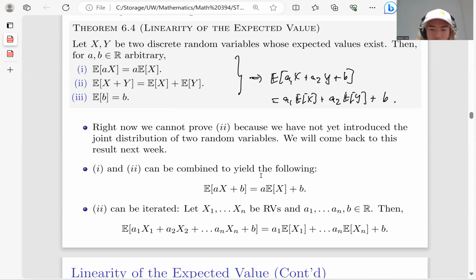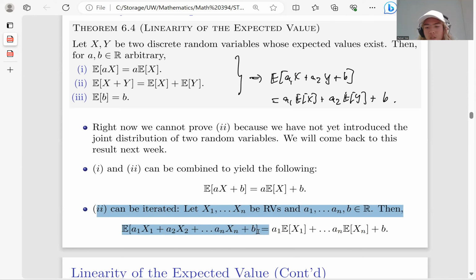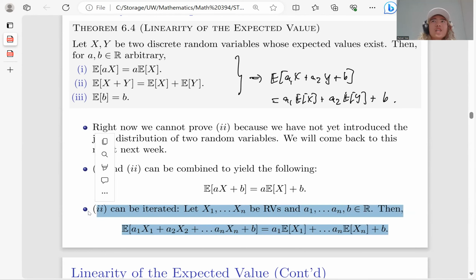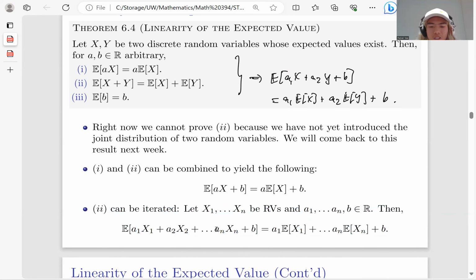And the ultimate formula for the linearity of expected values is here. So if we have a1x1, a2x2 up to anxn plus b, that can be converted to here. So that's directly the linear combination, or the linearity of anything, and we just treat the expected value as a function.